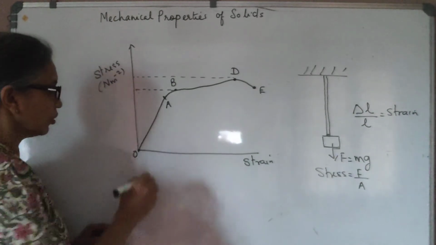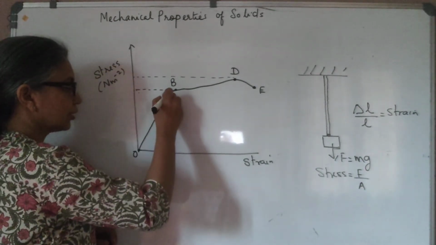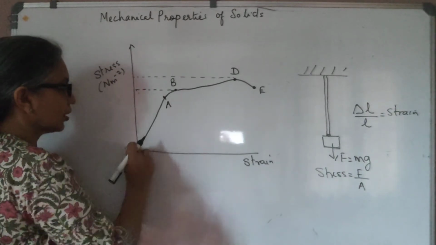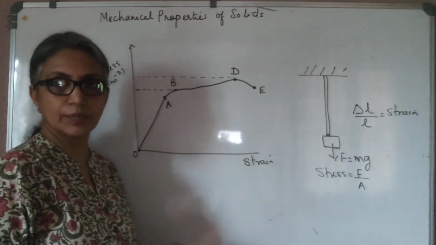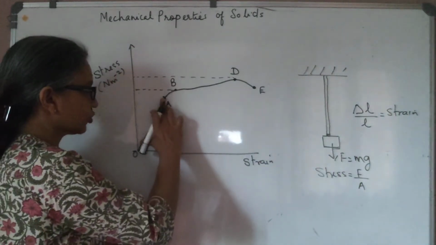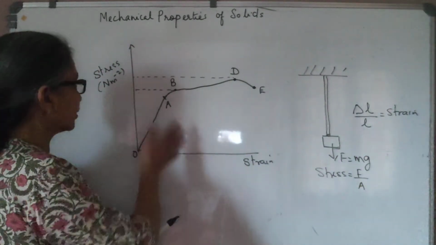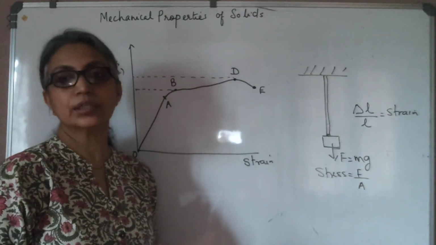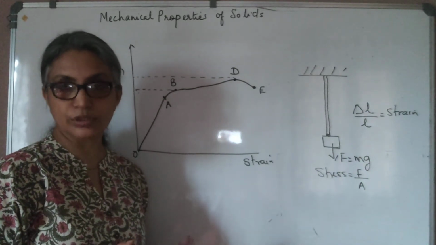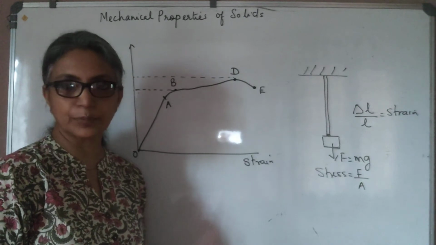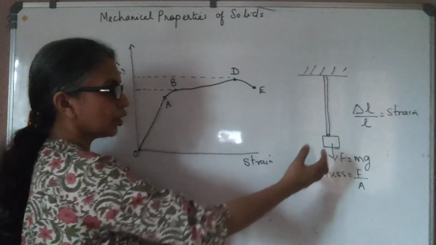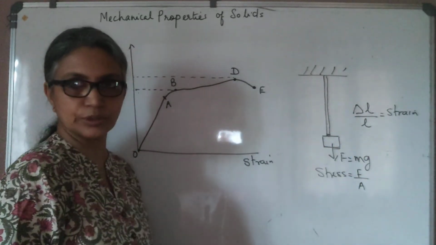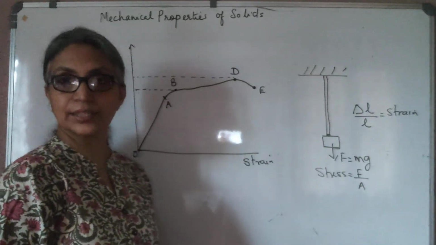Now, if you look at the first section, O to A, you will see that stress and strain are directly proportional to each other because it's a straight line. This first part is a straight line showing that stress is directly proportional to strain, which means in that region, the body obeys Hooke's law. So if you continuously load it, the stress and strain are directly proportional to each other. Not only that, it is in the elastic region.